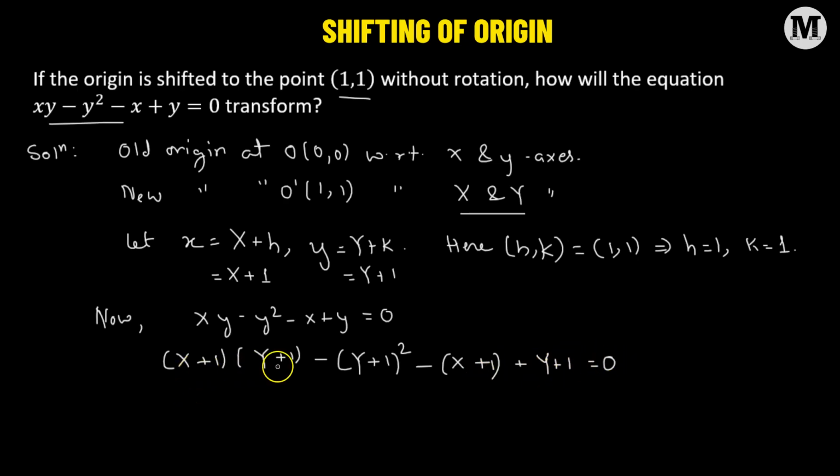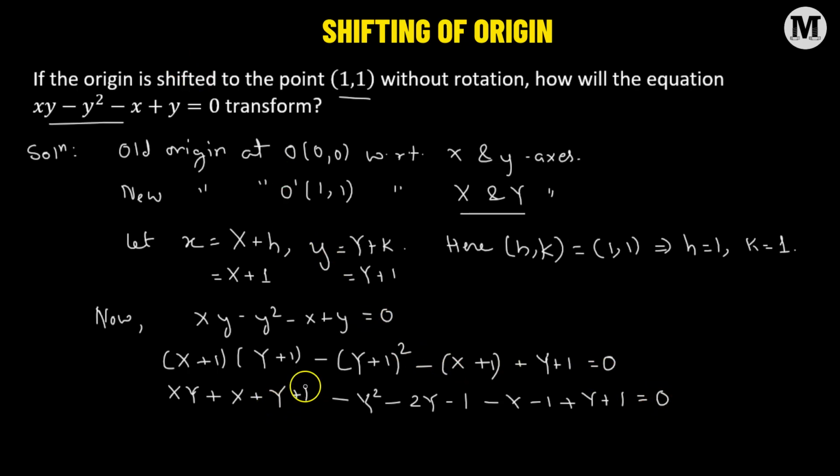So x plus 1 multiplied by y plus 1 is going to be xy plus x plus y plus 1. Minus, here we have y plus 1 whole squared, and we also have to multiply each term with negative, so we get negative y squared minus 2y minus 1. Then we multiply negative 1 with x plus 1 to get negative x minus 1, plus y plus 1, equals 0. Now here we will see that a couple of terms will get cancelled out.